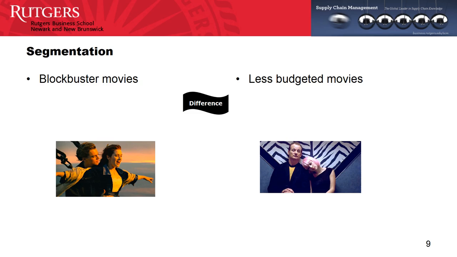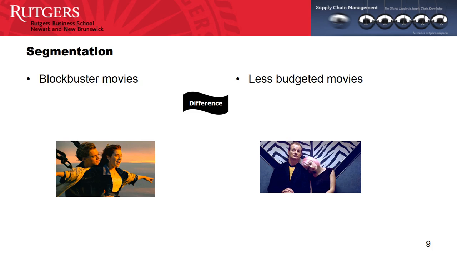That means, on average, the forecast error is about 30%. The models also identify two product types: the blockbuster movies, such as Titanic, with a budget of $200 million, and less budgeted movies, such as Lost in Translation, with a budget of $4 million. We find that these two types behave quite differently in some aspects, but similarly in others. Let's look at the difference first.